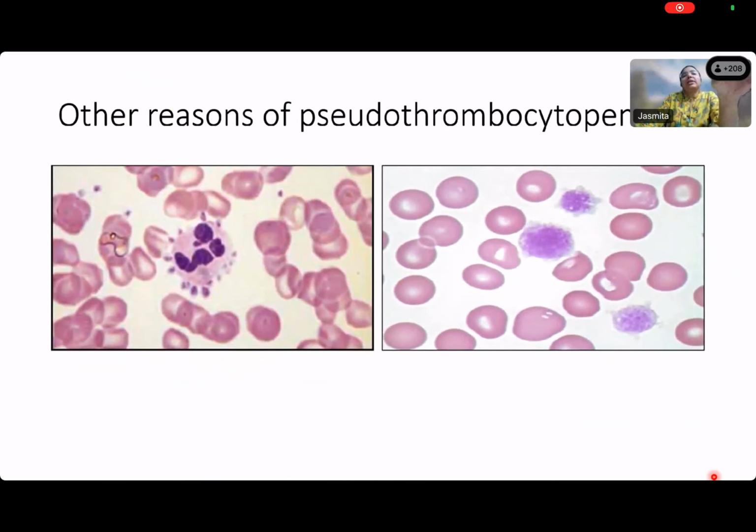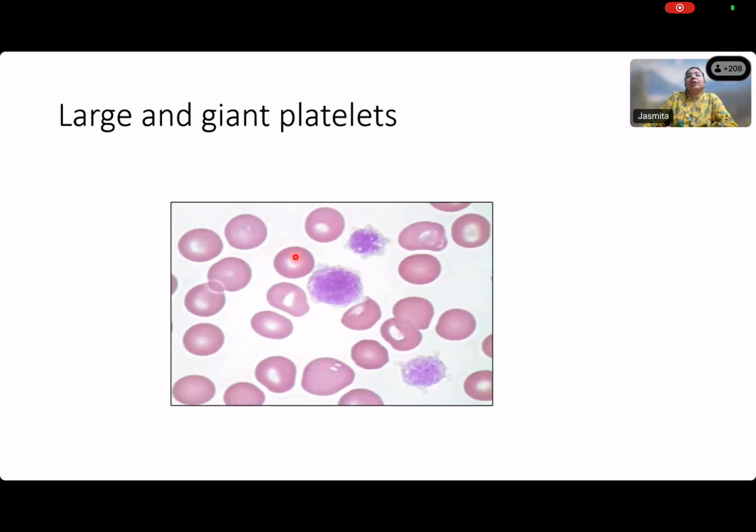The other findings that you may see in the platelets are platelet satellitism, that is a neutrophil surrounded by platelets, or you may have these giant or large platelets. So this particular platelet in the center is a giant platelet, nearly the same size as an RBC.